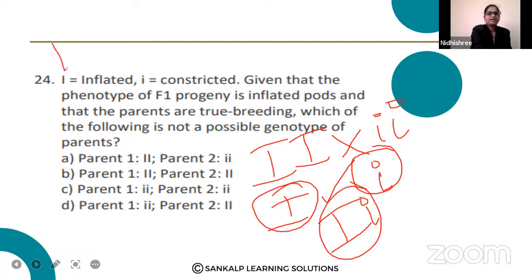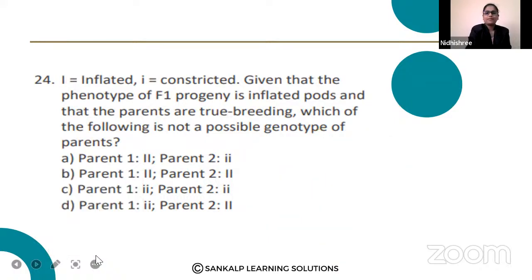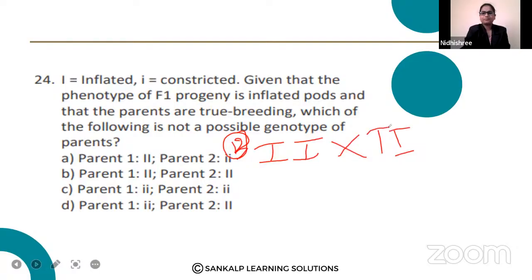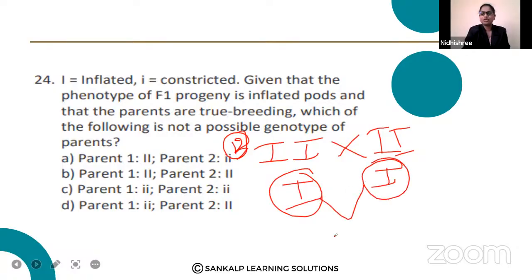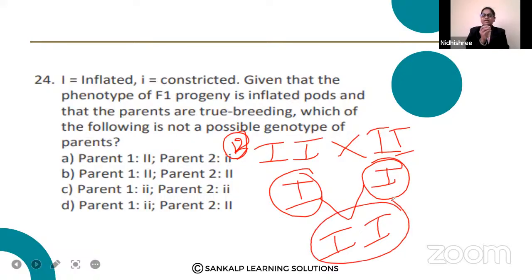Secondly, in the second option, B, parent 1 has capital letter I, and parent 2 also has capital letter I. So the gamete formation will be I here and I here also. When fertilization occurs, in the F1 generation we will get all the plants as inflated. So this option will also not come.